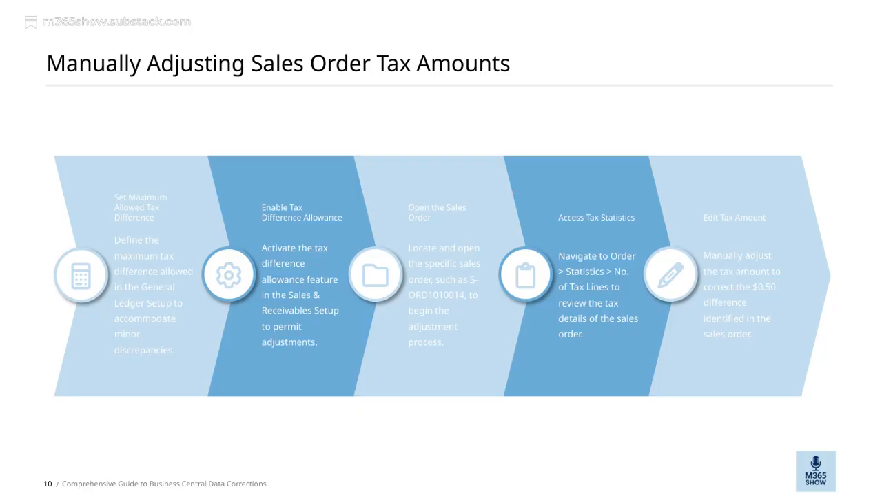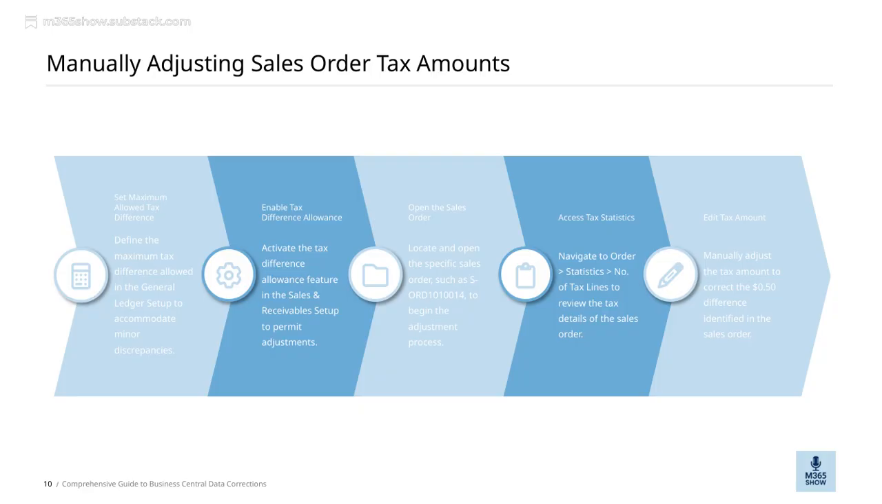This will allow you to review the detailed tax information associated with the sales order. Once you've reviewed the details, locate and open the specific sales order, for example, SORD1010014. Opening the order is the first step towards making any adjustments.